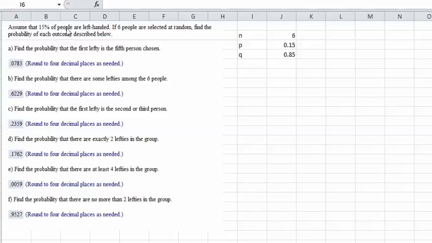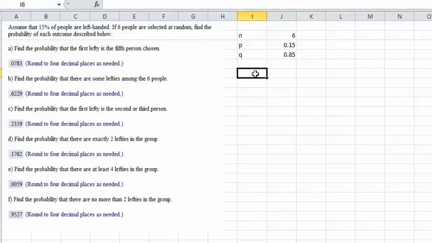It says assume that 15% of the people are left-handed. Well, right away you know your P is 0.15, and of course your Q is 1 minus P. So I just did 1 minus 0.15 there to get 0.85. But in fact, there is a fixed number of trials here. There are 6 people selected at random, so that's like our N. We can think of that as the N.